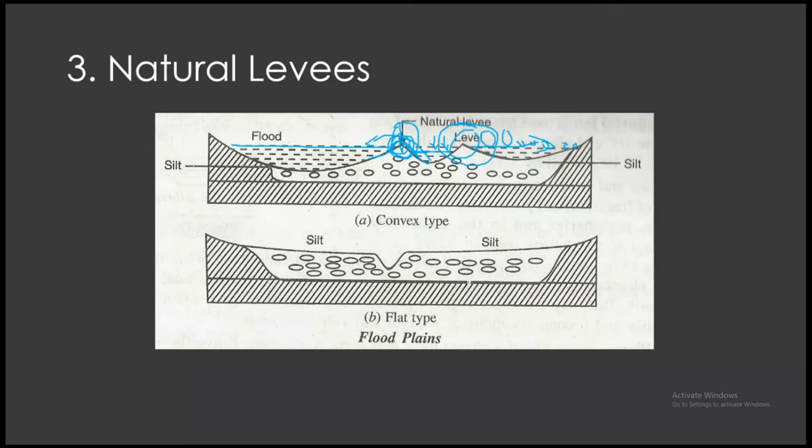So besides this natural levee, there are artificial levees also, which we prepare when you study irrigation. You will study the levees that are constructed along canals. When you construct a canal, we slightly elevate the banks of the canal from the nearby area so that the water will not overflow immediately. So that we call an artificial levee. We'll see the designs of that in a later phase.